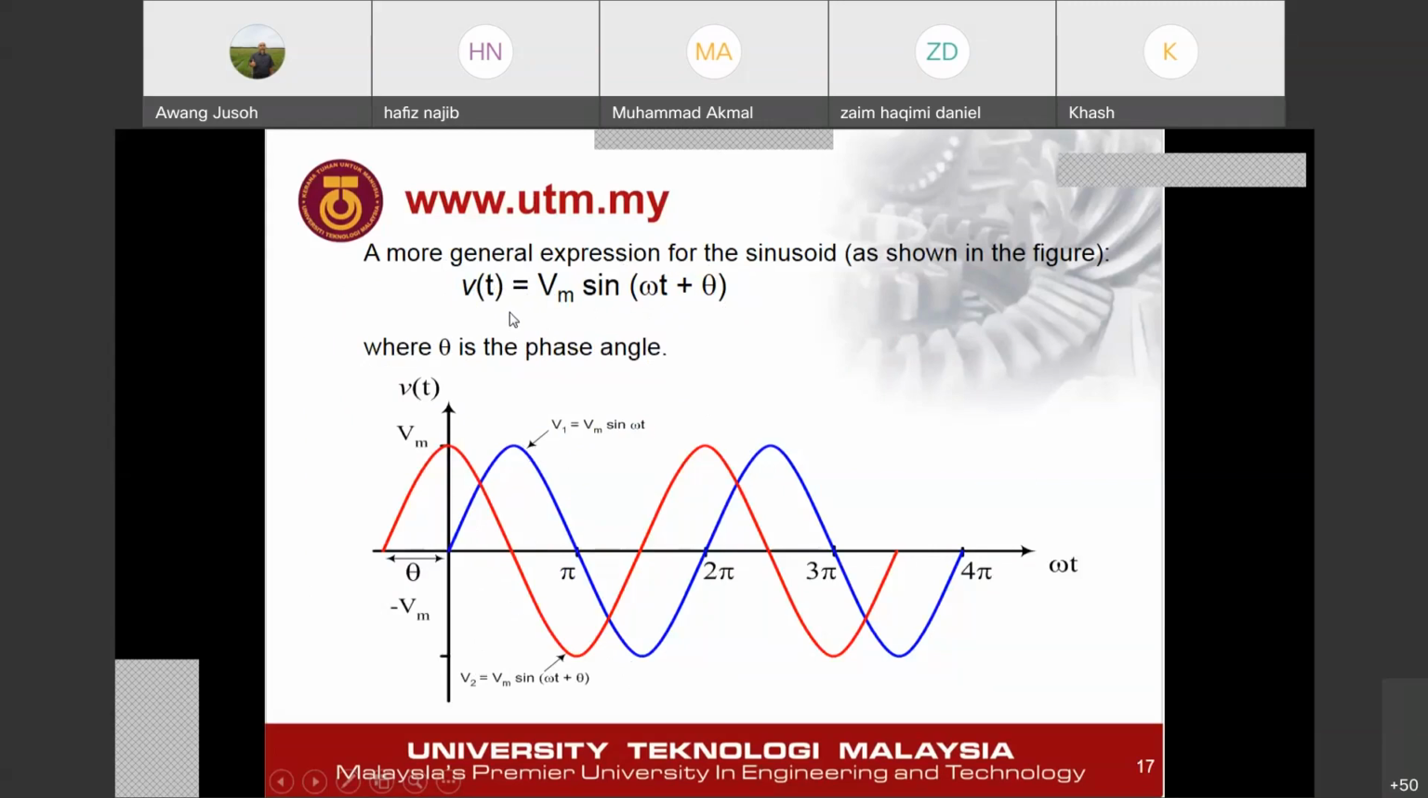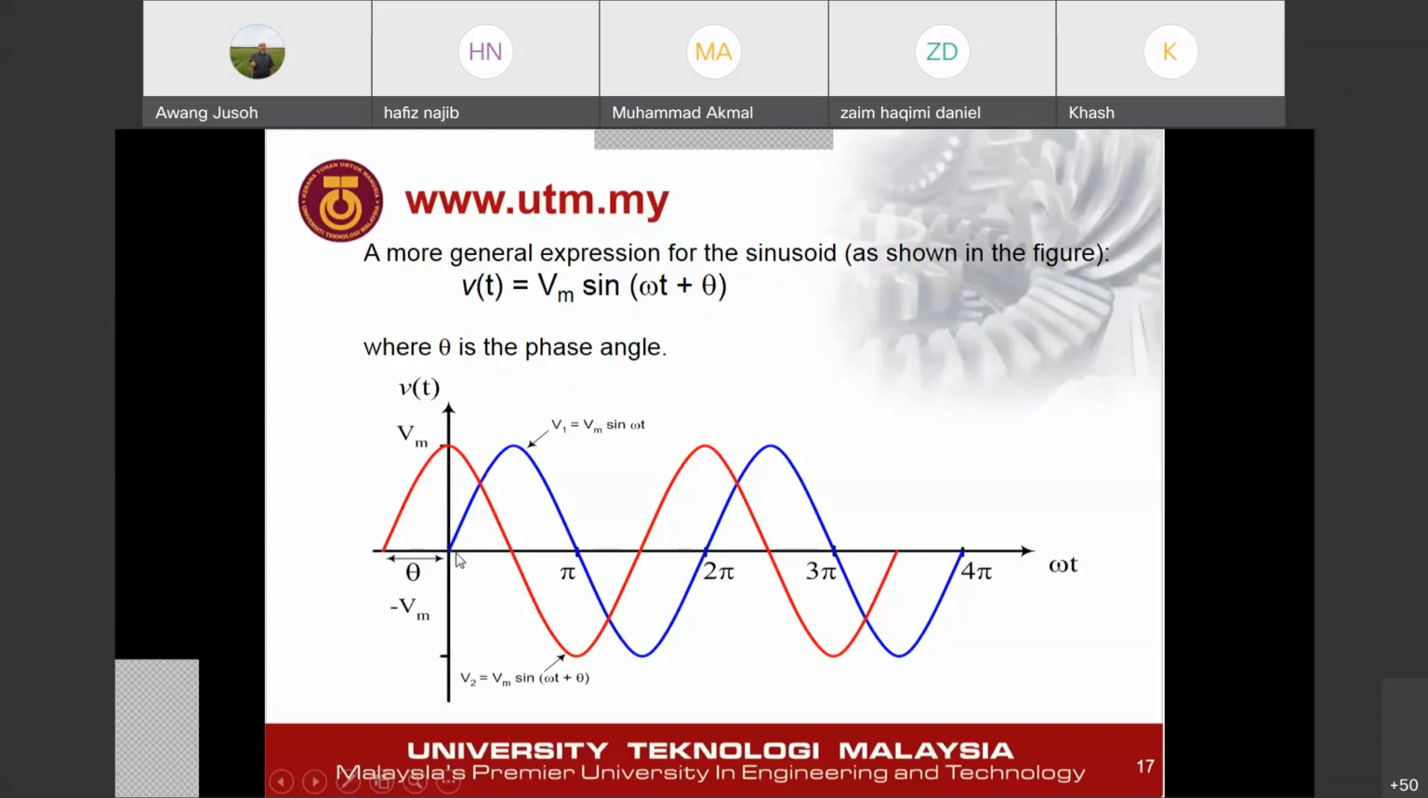Okay, so when you have a sinusoidal waveform, how to write the equation? Ini persamaan dia. V of t, V stand for voltage, t time lah, equal to V max peak value sine, omega t plus minus theta lah. Where theta equal to phase shift or phase angle. Sometimes you call it phase angle, sometimes you call it phase shift.